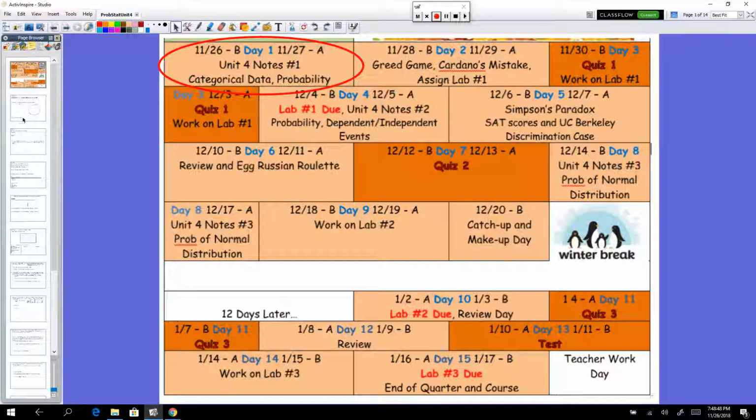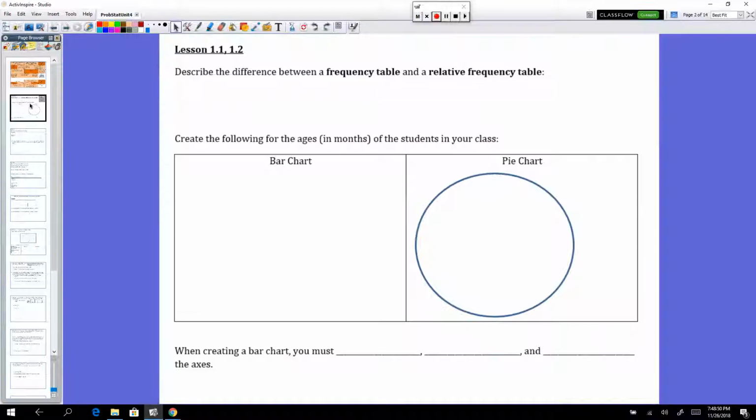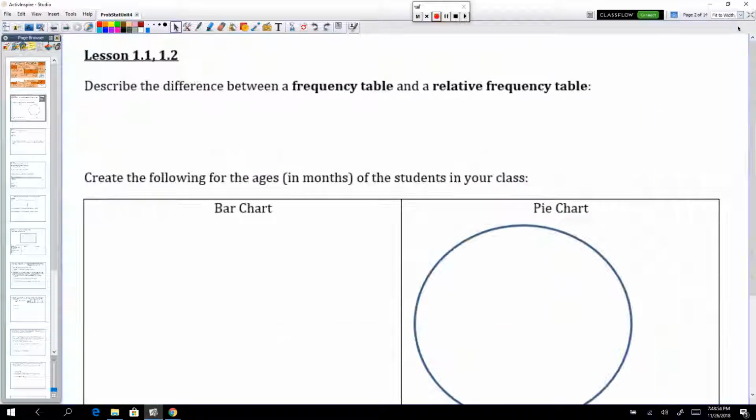Okay? So let's start first by looking at the 1.1 material and 1.2 material, which should be fairly familiar to you. So the first thing we discuss on our notes today is the difference between a frequency table and a relative frequency table. And so if you will, follow me along on an example. So remember way back a few lessons ago when we took the ages of everybody in your classroom. I'll just put some example data here.